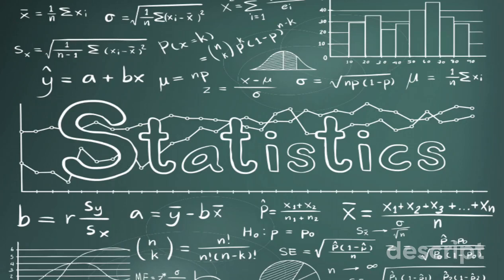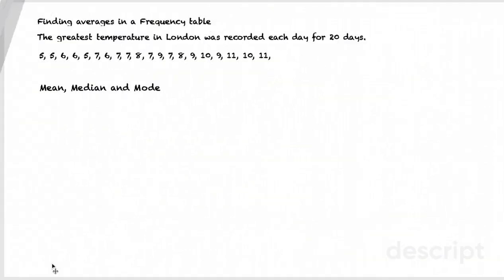Hello. In this video, we're going to look at how to find averages in a frequency table. The greatest temperature in London was recorded each day for 20 days. So here are those temperatures. They're given in degrees Celsius. We had 5 degrees and 5 degrees and 6 degrees and 6 degrees and 5 degrees and so on. We're going to look at how to find the averages, the mean, the median and the mode.